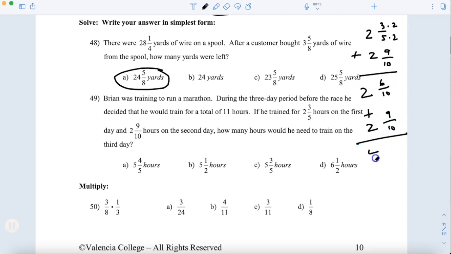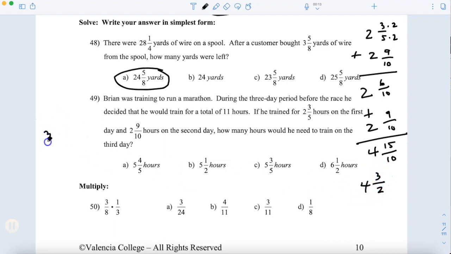Add the whole numbers is 4, and 6 and 9 is 15. Keep the same denominator. Can I simplify the fraction? Yes. Into 5s. So 15 divided by 5 is going to give me 3, and 10 divided by 5 gives me 2. Now what's going to happen is the following. This is an improper fraction. The number on the top is bigger than the bottom. So I know that this is going to be another whole number here.